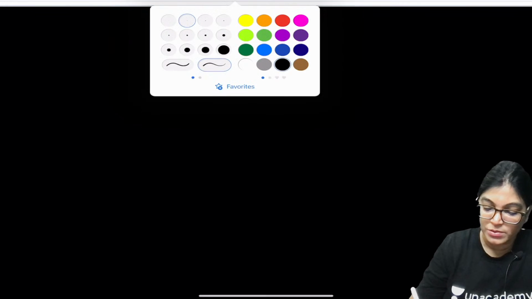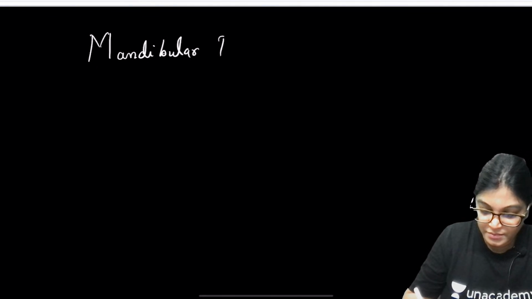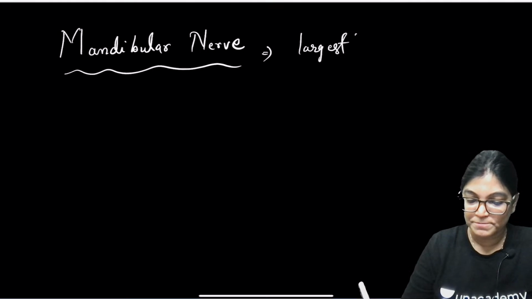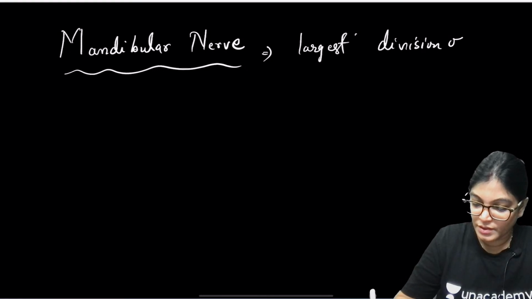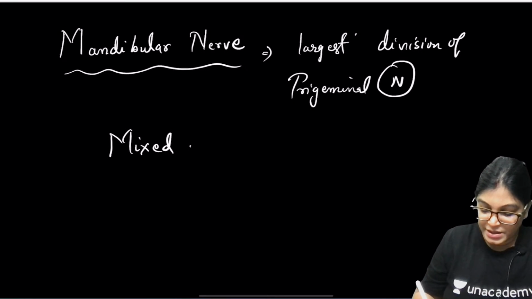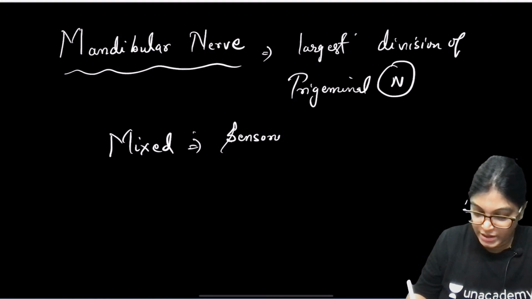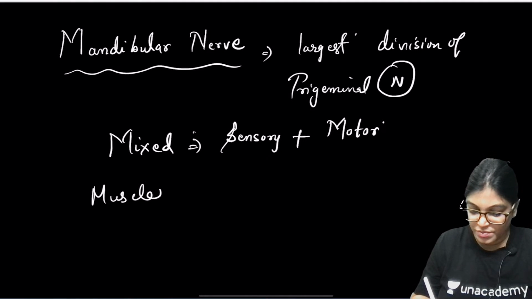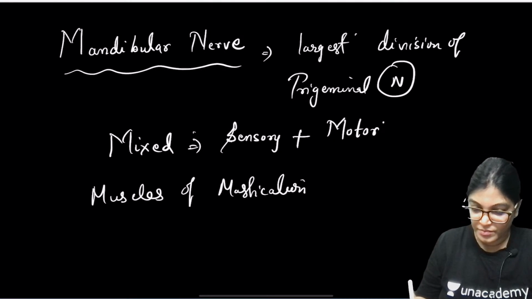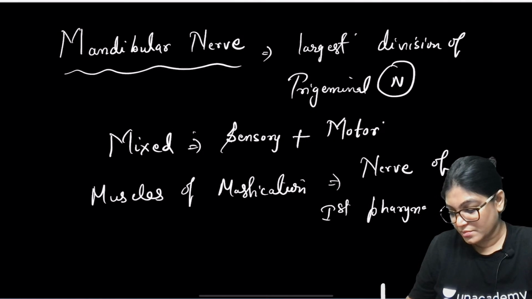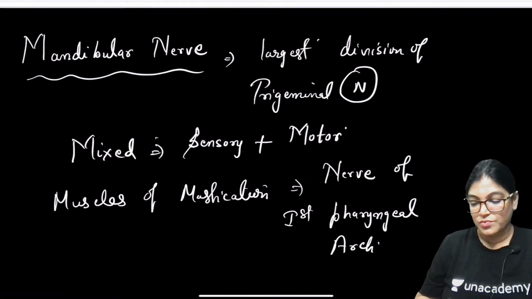So write the introduction about the mandibular nerve. The mandibular nerve is the largest division of the trigeminal nerve. It is of mixed variety, having both sensory and motor components. It gives innervation to the muscles of mastication, and it is the nerve of the first pharyngeal arch.